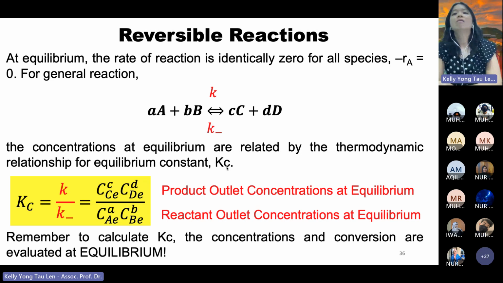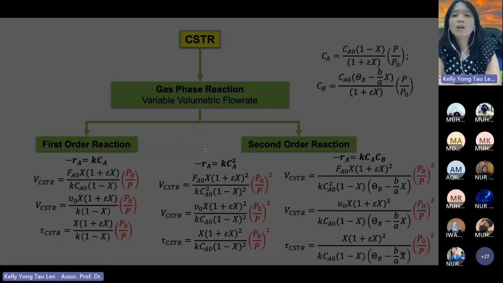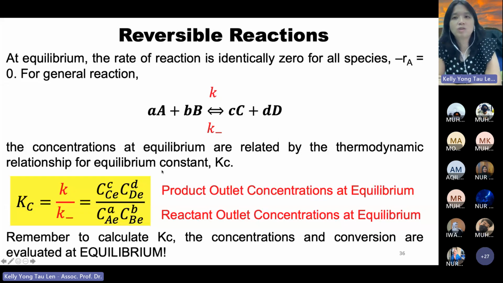Because of this, we can calculate one kind of constant we call the equilibrium constant, and we put it as Kc. Sebelum ni you know K, the reaction rate constant. Now we have another constant, the equilibrium constant. This equilibrium constant only occurs if you have a reversible reaction, and it must be at equilibrium. Sebelum equilibrium is not valid, you can only calculate Kc at equilibrium.